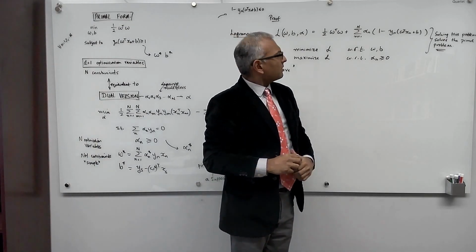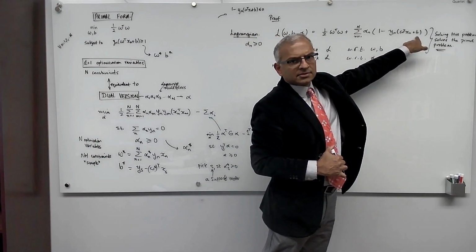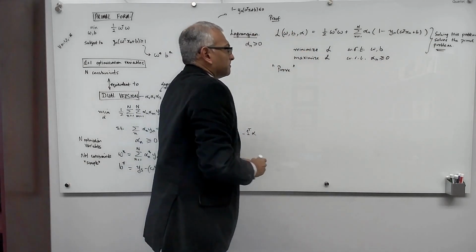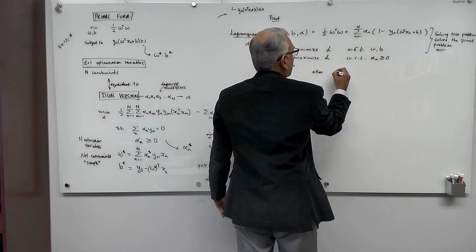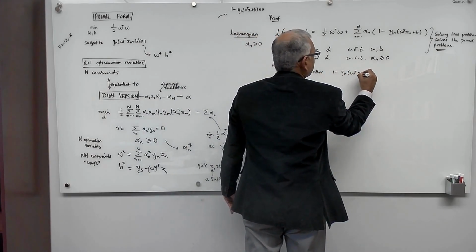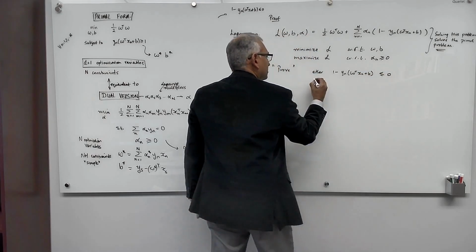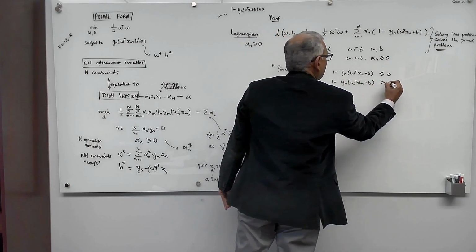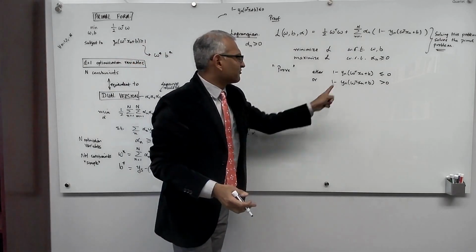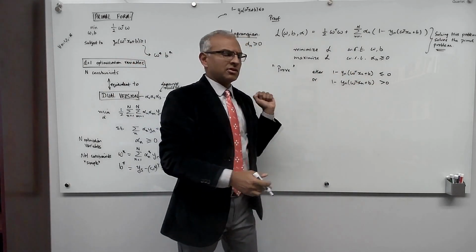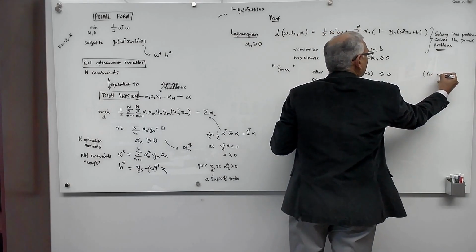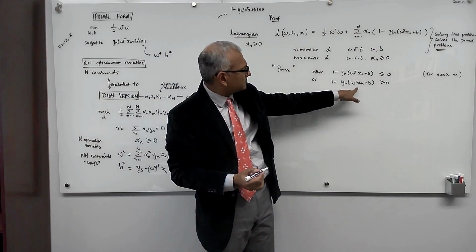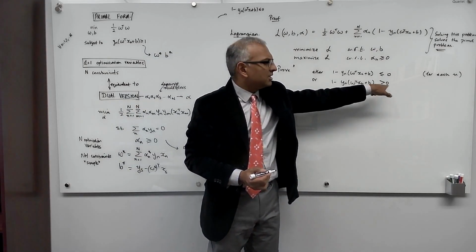So there are two situations. Either this guy is less than or equal to 0, or it's greater than 0. So either 1 minus yn (W transpose xn plus b) is less equal to 0, or 1 minus yn (W transpose xn plus b) is greater than 0 when I've solved the problem. So you can take every n and ask this question, is it less equal to 0 or is it greater than 0? So for each n, let's consider the case where 1 minus yn (W transpose xn plus b) is greater than 0.